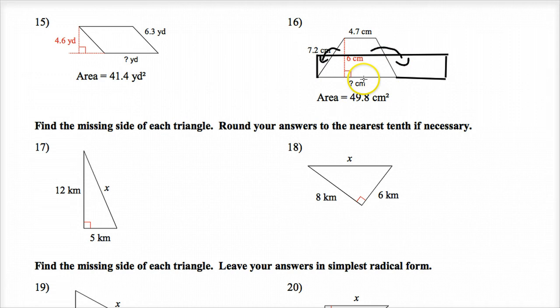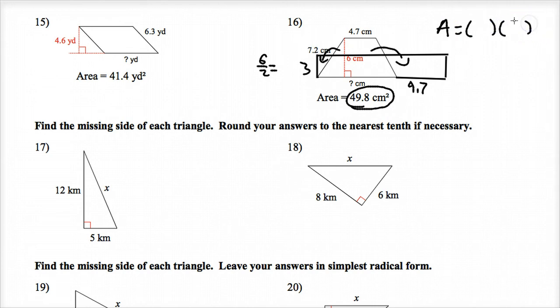So we don't know how much this is, and the height was 6, but now it's 6 divided by 2, which is 3. And this down here is 4.7. They're telling us that the area is 49.8. So with this, I have area equals just the base times the height. The height is 3. But let's give ourselves a little more space here, because the base is 2 numbers added together, and one of them I don't know. It's 4.7 plus something.